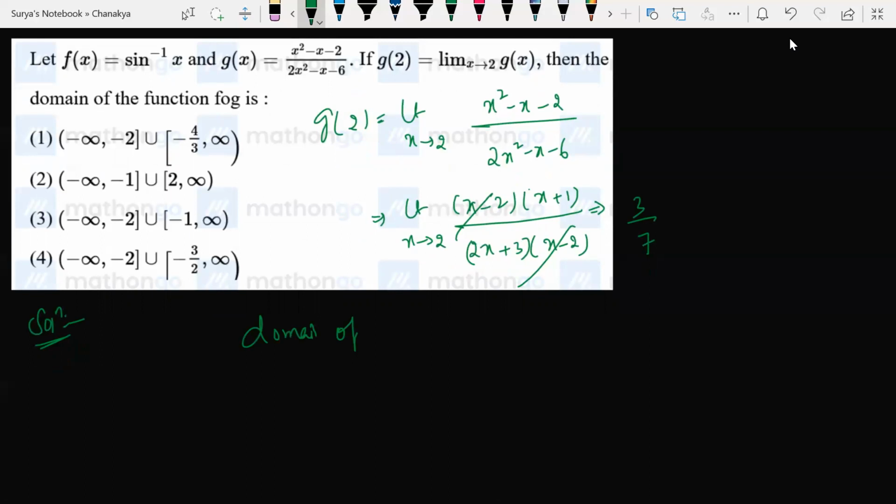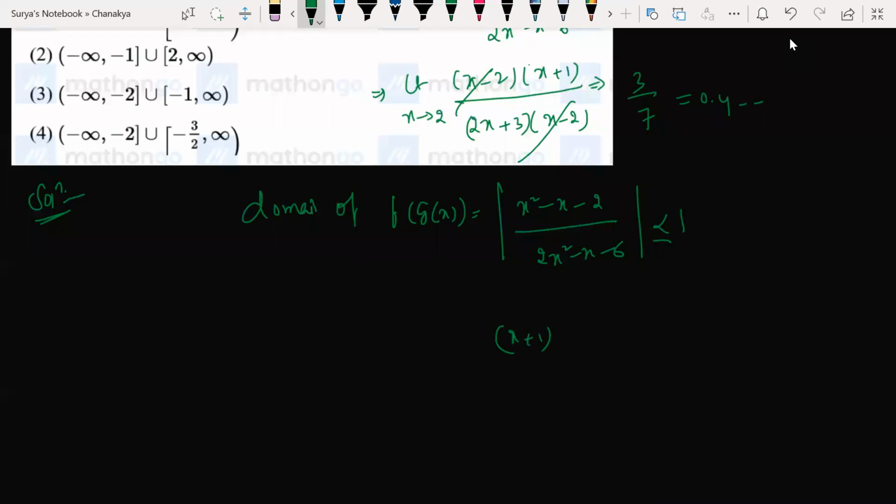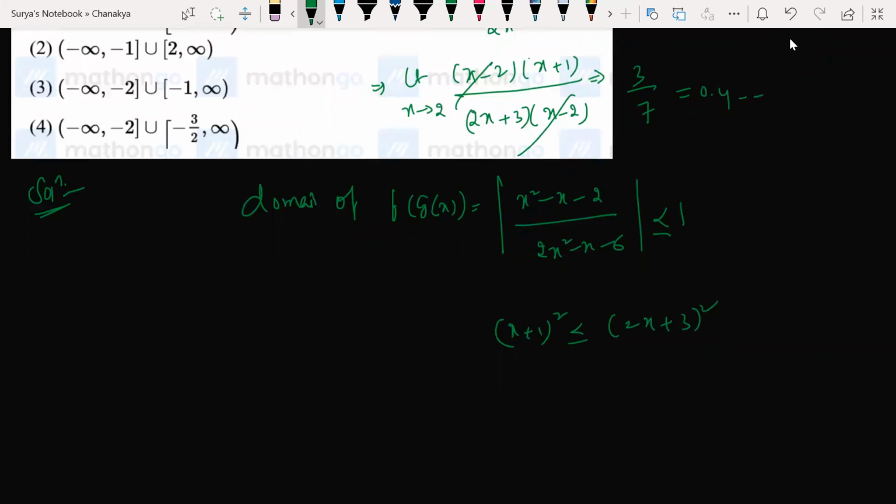Domain of the f of g of x function is going to be what? This is 0 point something, 0.4 something, which is less than 1 or not. Domain of this function, of course, is less than or equal to 1. All right. So can I write like this? X plus 1 whole square less than or equal to 2x plus 3 whole square, right? Now look at this here.